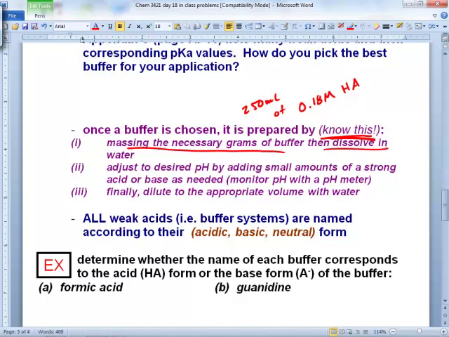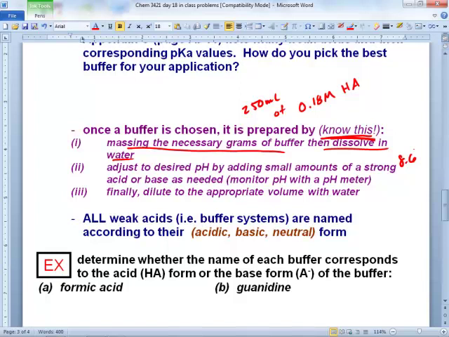Then dissolve it in some water. And then you add small amounts of strong acid or strong base and stick a little pH meter in there. Adjust it to the desired pH. What if you go too far? Say I want the pH to be 8.6. So I dump the solid in the water, get it all to dissolve, and add a couple drops of concentrated NaOH. Oh no, it's 12.9.